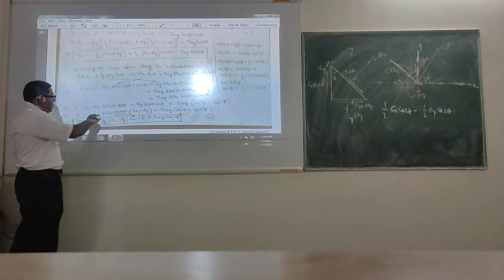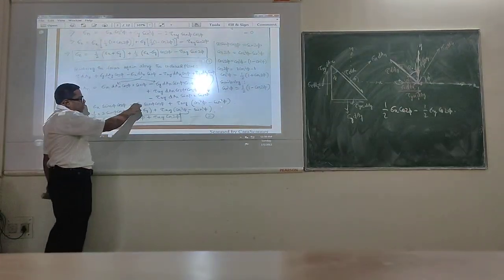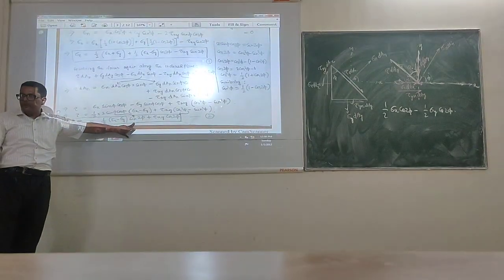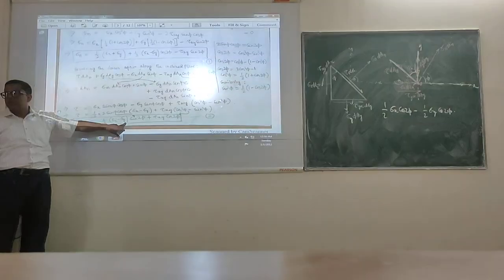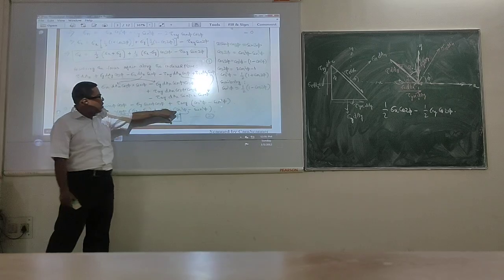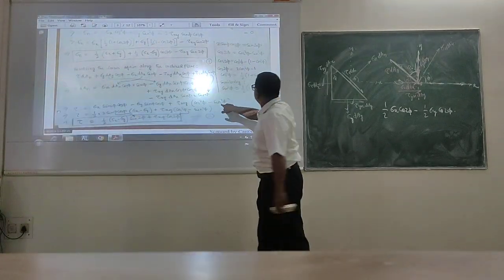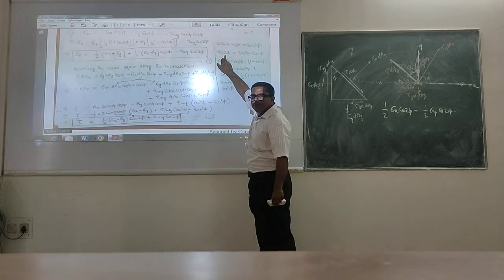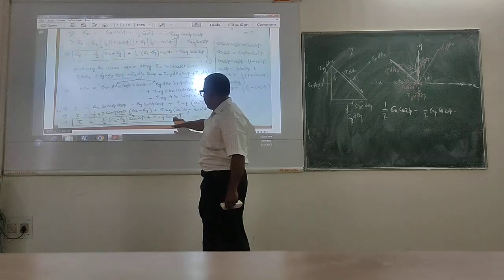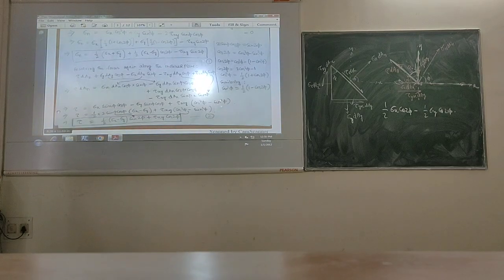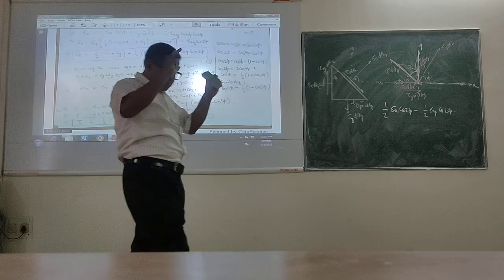So what will I get? I will get a term sigma x by 2 and a term sigma y by 2, both multiplied by sin 2 phi. If I take sin 2 phi common, what are the terms remaining? Half of sigma x minus half of sigma y. So the equation becomes half of sigma x minus sigma y. And what will happen to tau xy cos square phi minus sin square phi? See the trigonometric identity: cos square phi minus sin square phi becomes cos 2 phi. So tau is equal to half of sigma x minus sigma y sin 2 phi plus tau xy cos 2 phi.